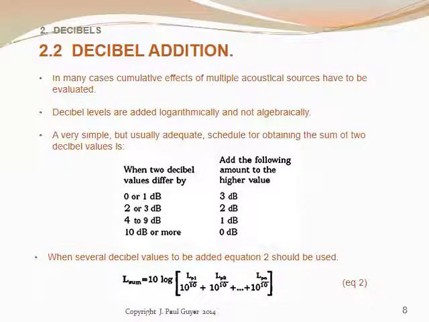This seems counterintuitive initially, but what happens when you get two sounds that differ by more than 10 decibels, the louder decibel value just overpowers the less powerful one. When several decibel values need to be added, equation 2 should be used as shown on this slide.